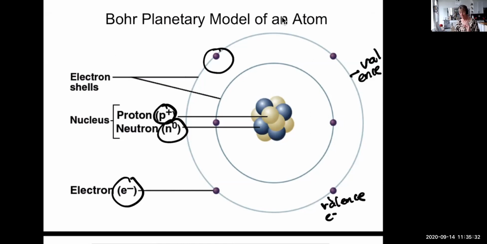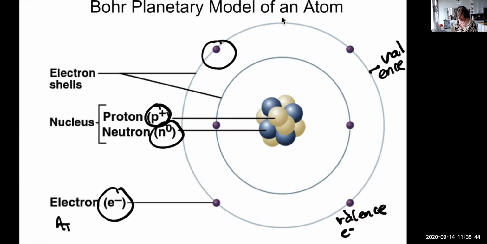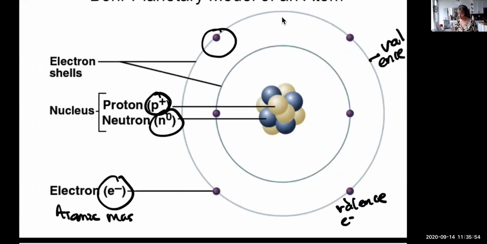Atomic mass is the total number of protons and neutrons.